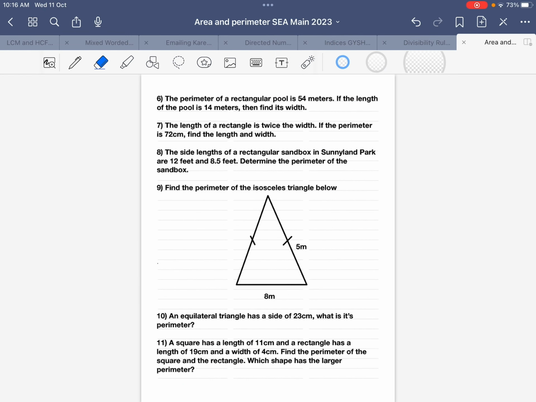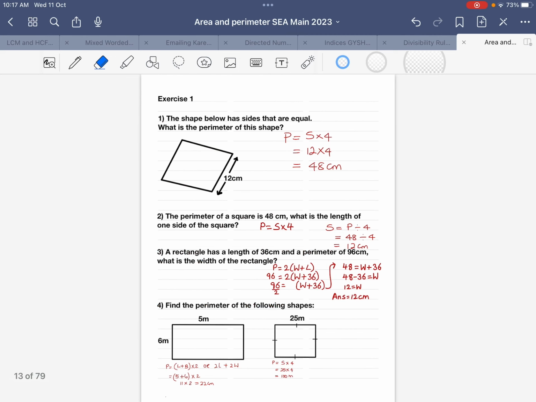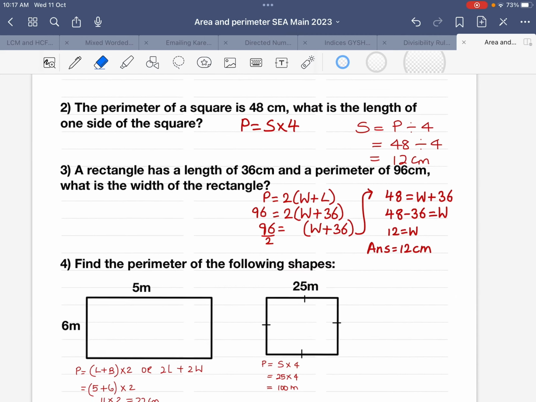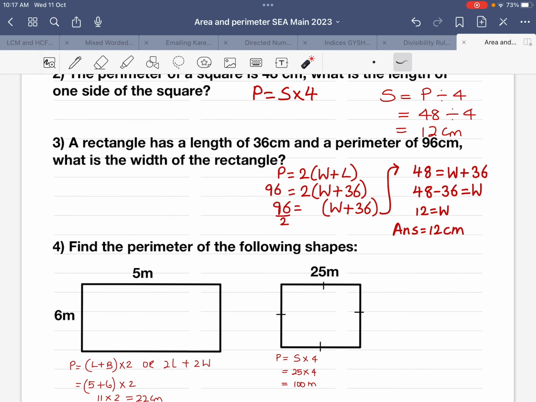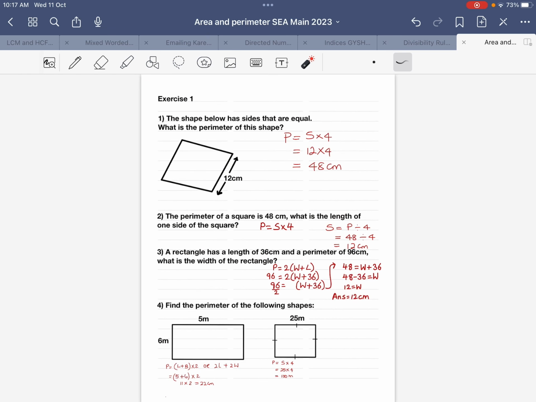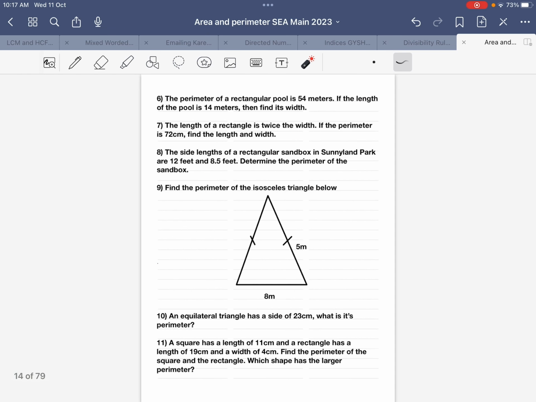Here we have a few more questions. You can feel free to attempt these questions before looking at the solutions. Number 6 is similar to number 3. You can feel free to review number 3 before trying number 6. We know what the formula for the perimeter is, so we can simply work backwards to get the width. So let's do the same for number 6.